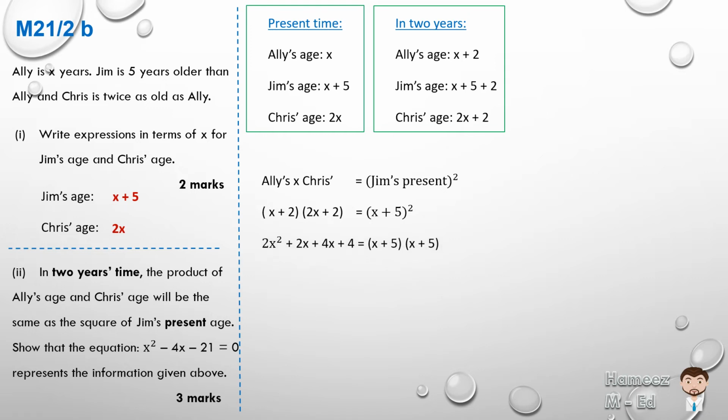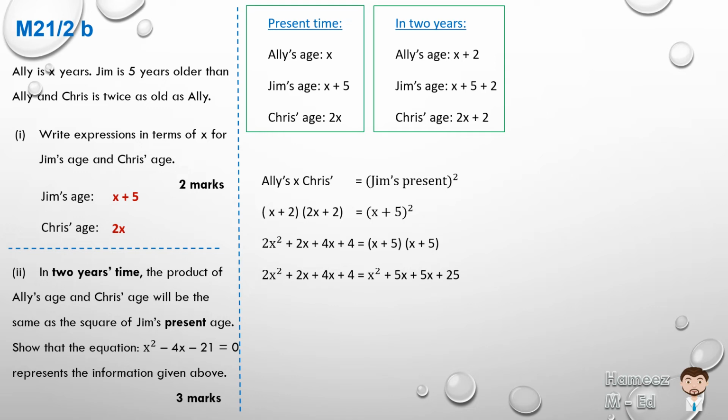So x plus 2 by 2x plus 2, if we say the first term by the first term, x by 2x is 2x squared. The first term by the last term, which is the outer terms, will be x by 2, which is 2x. Inner terms, 2 times 2x is plus 4x. And the last terms, 2 by 2 is plus 4. Is equal to x plus 5 by x plus 5. So 2x squared plus 2x plus 4x plus 4 is equal to x by x is x squared, x by 5 is plus 5x, 5 by x is plus 5x, plus 5 by 5 is 25.